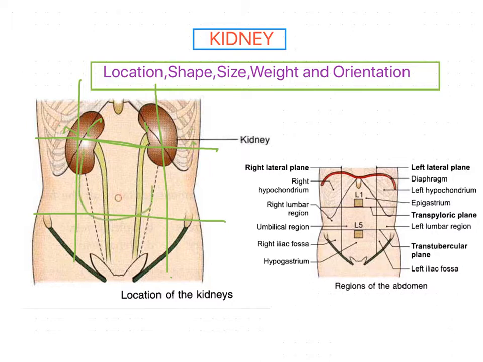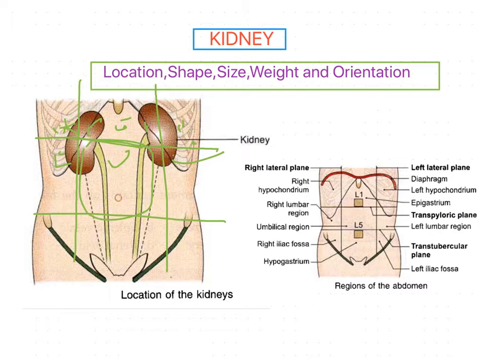And this one is the umbilical region. Okay, and some part is also present on the right lumbar, as well as the left kidney is located on the left lumbar region. So these are the regions: epigastric region, hypochondriac regions, umbilical region, and the lateral lumbar regions occupied by the kidney. This is the location of the kidney.